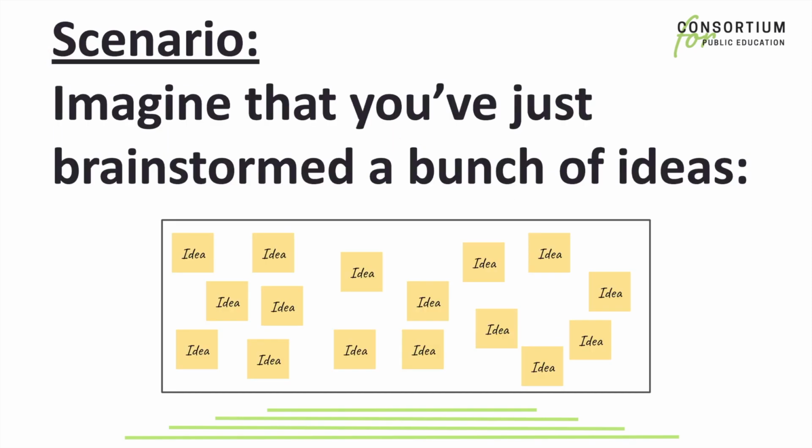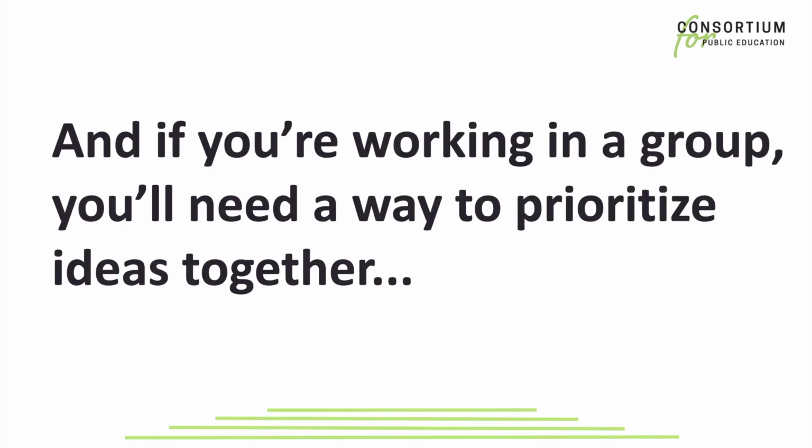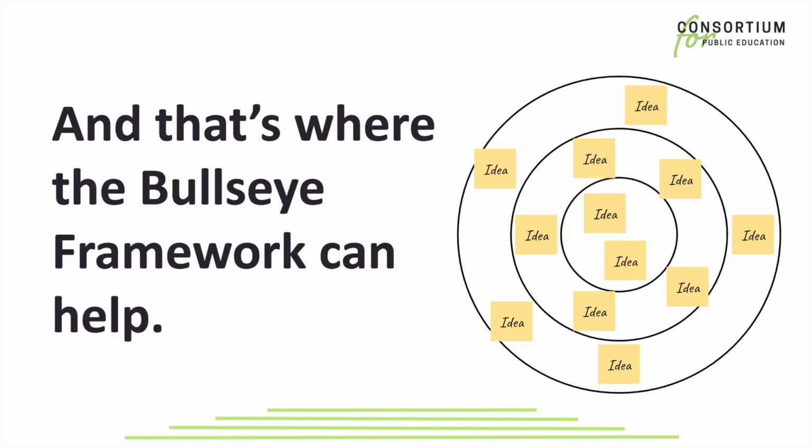So here's a scenario. Imagine that you've just brainstormed a bunch of ideas. You probably can't act on every idea. And if you're working in a group, you'll need a way to prioritize ideas together in order to establish consensus as a group and then move forward. And that's where the Bullseye Framework can help.